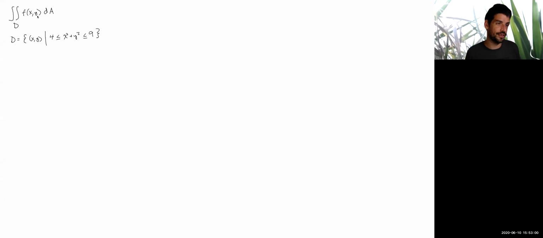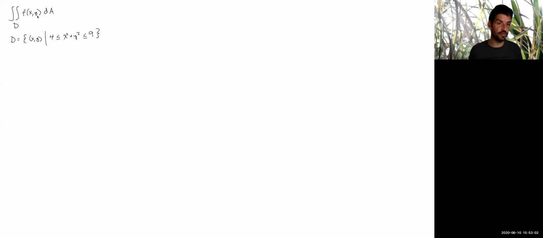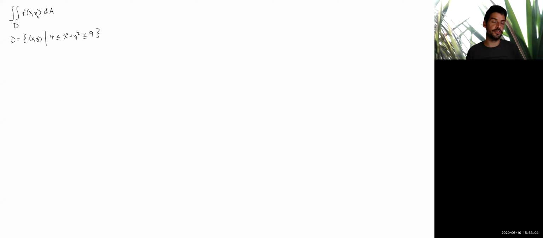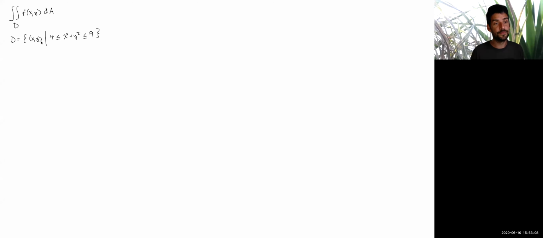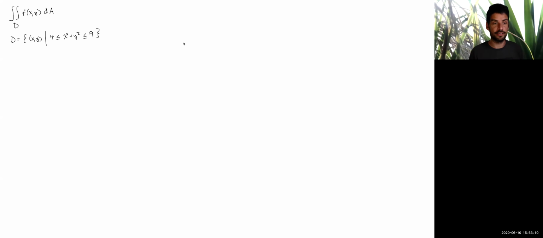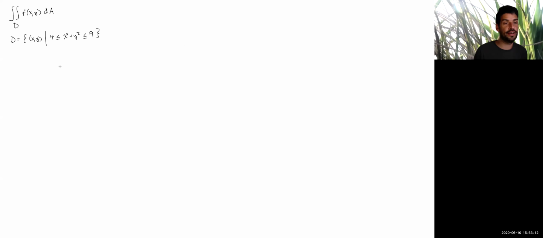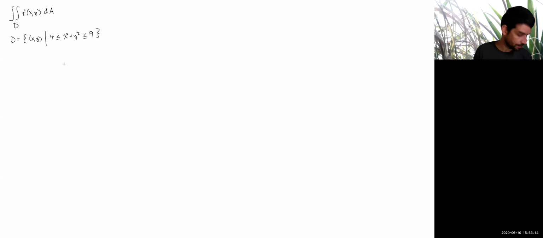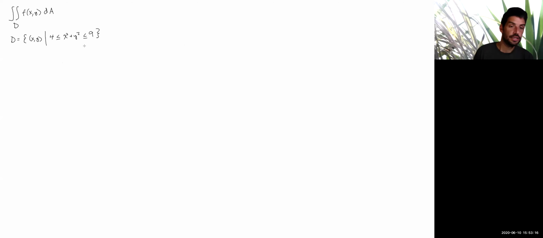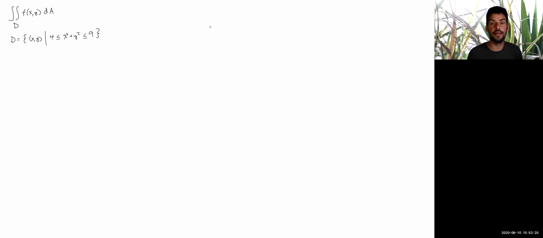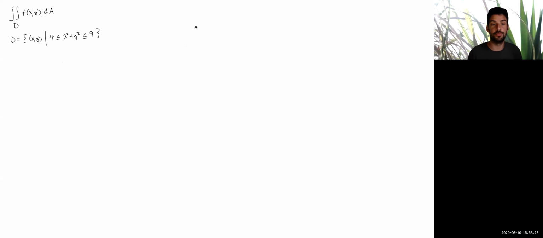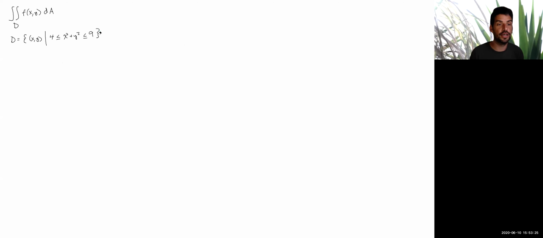So we're going to focus on the region we're integrating over first. So we can just think of this as some arbitrary function that we want to integrate over the region D, where D is described like this. It's all the points x y such that x squared plus y squared is between 4 and 9.